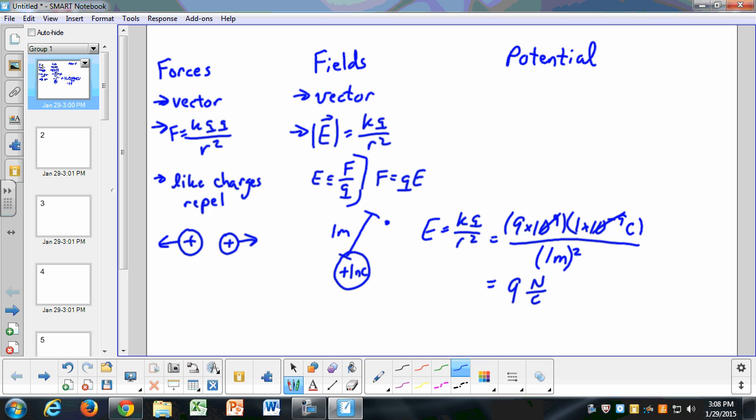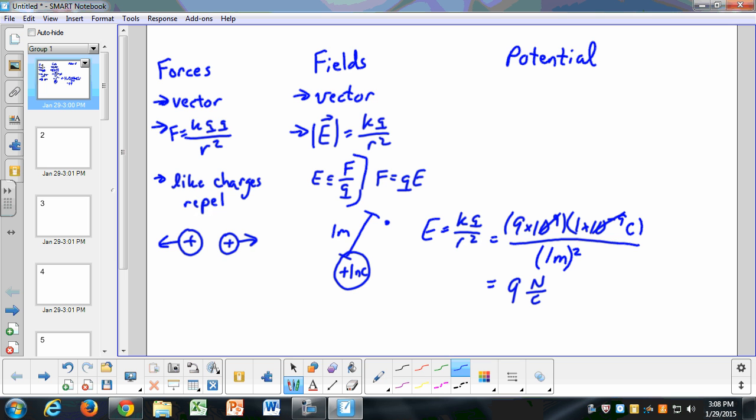Alright, so that's how I calculate the magnitude of my electric field. I just say KQ over R squared. Okay, you with me so far? Well, I'll show you some examples from old tests in just a few minutes. But certainly, you can see a question where I just ask you, what is the electric field?